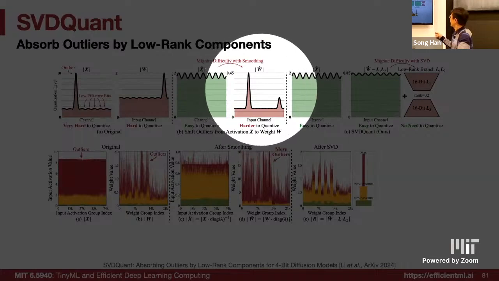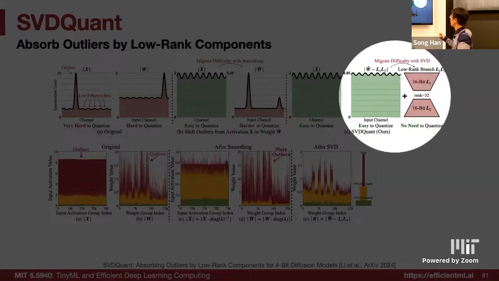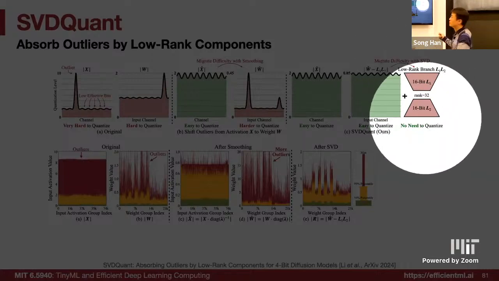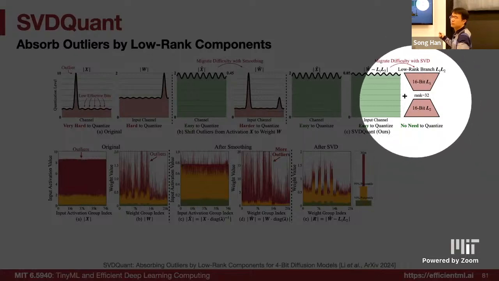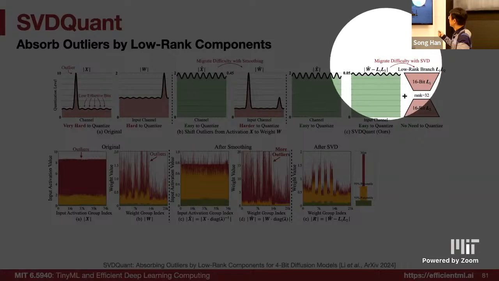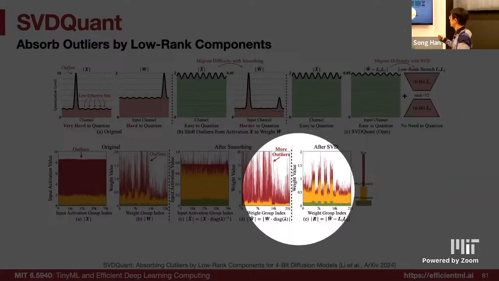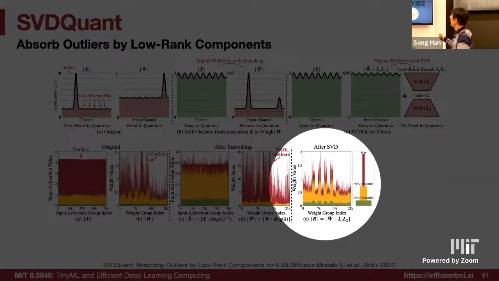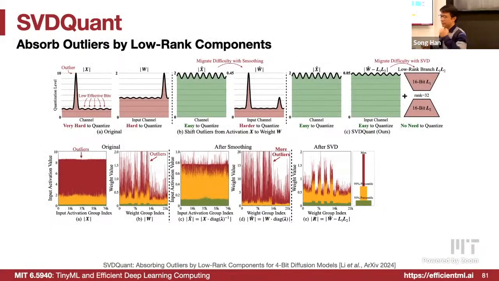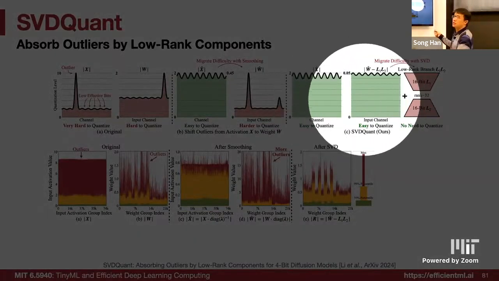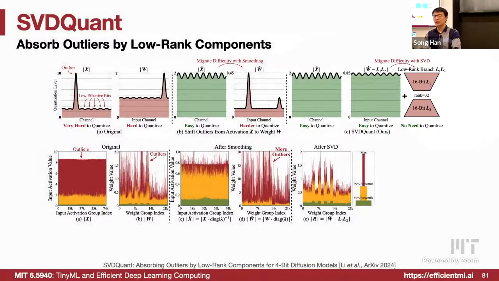We can do that by decomposing using a side branch, which is a low-rank branch, to absorb those outliers using full precision. But this is a very low rank, only 32 ranks, so this is very cheap. So we migrate the quantization difficulty to the side branch, such that after SVD, the weight has a lot fewer outliers compared with before. So finally, both the weight and activation are 4 bits, but it's very easy to quantize. There's no outlier, and it's associated with a very low-rank side branch.